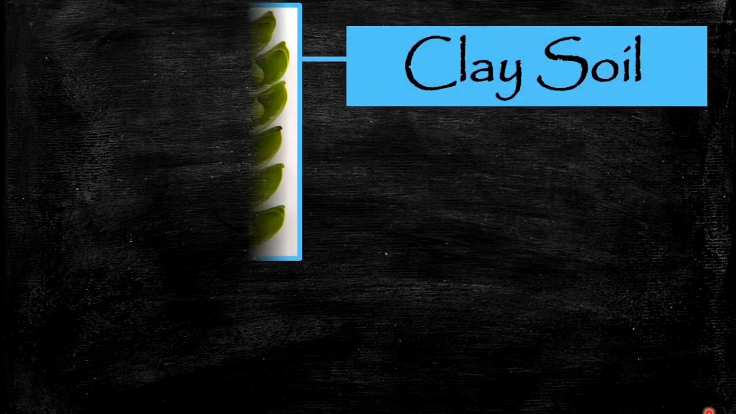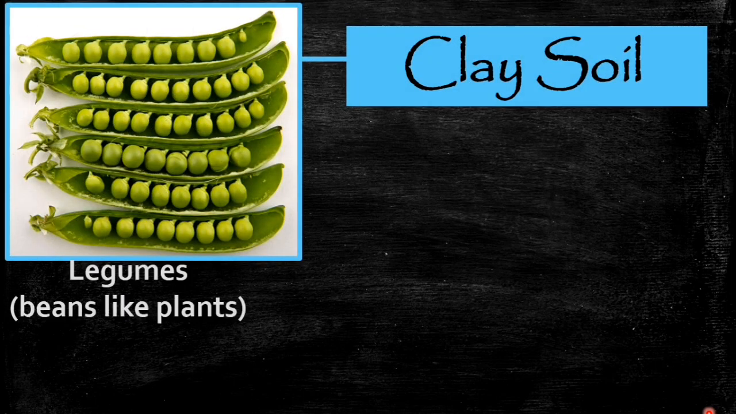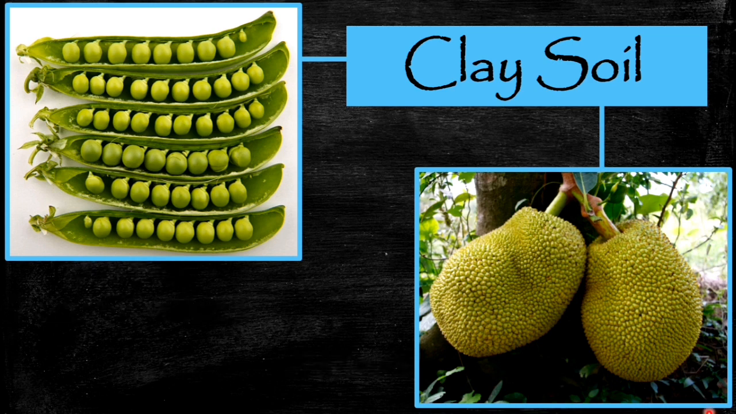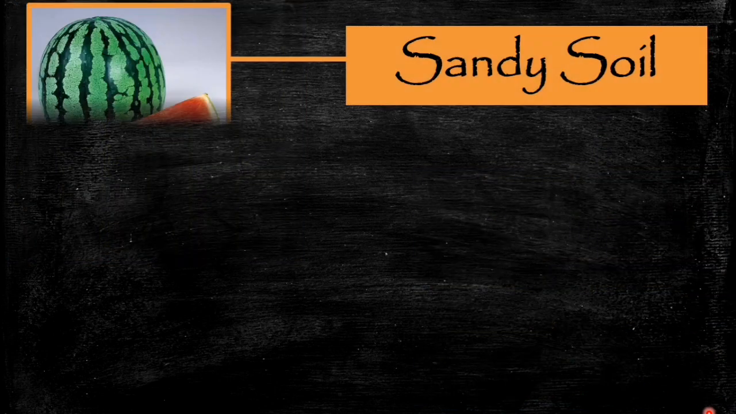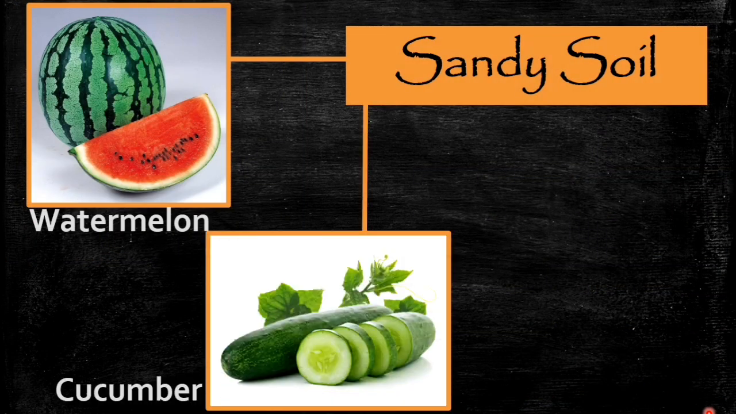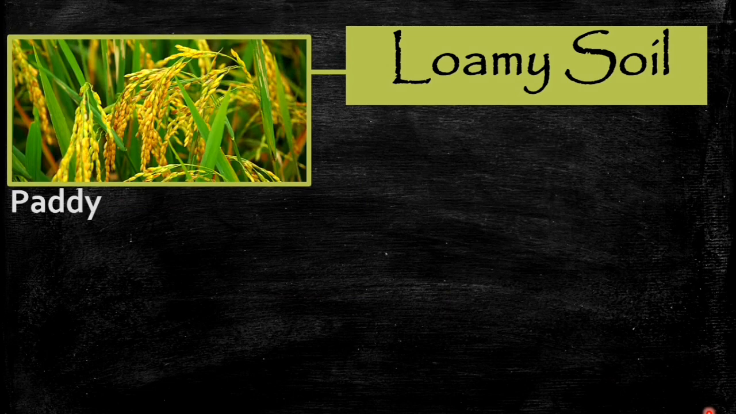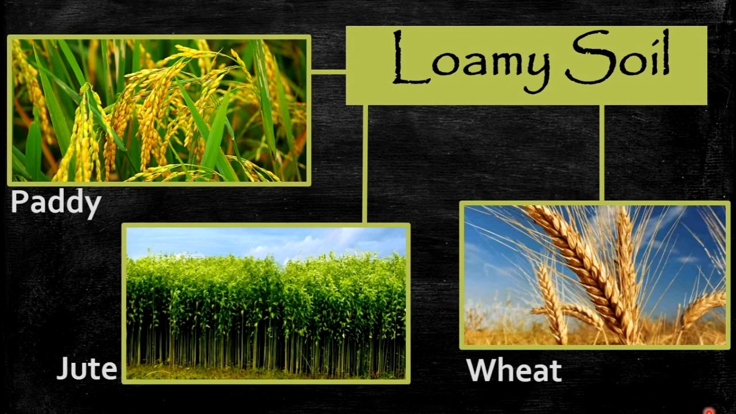Dear students, now we will know which plants grow on which soil. Here, legumes, that is beans-like plants, jackfruits, etc., grow well in clay soil, and on sandy soil, watermelon, cucumber, and groundnuts, etc., grow well. And on loamy soil, paddy, jute, wheat, etc., grow well.